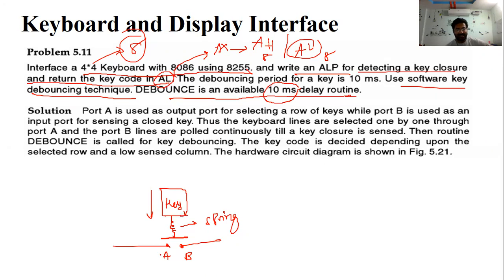Then you release the key. What happens here? Because of the spring action, the key is released. For how much time do you press the key for the microprocessor to identify it, whether you press key number 3, or 4, or 5, whatever it may be? How much time does it take to identify that key press?